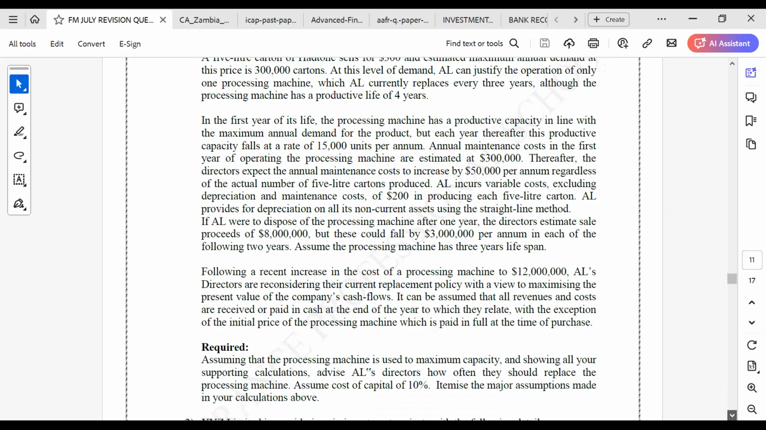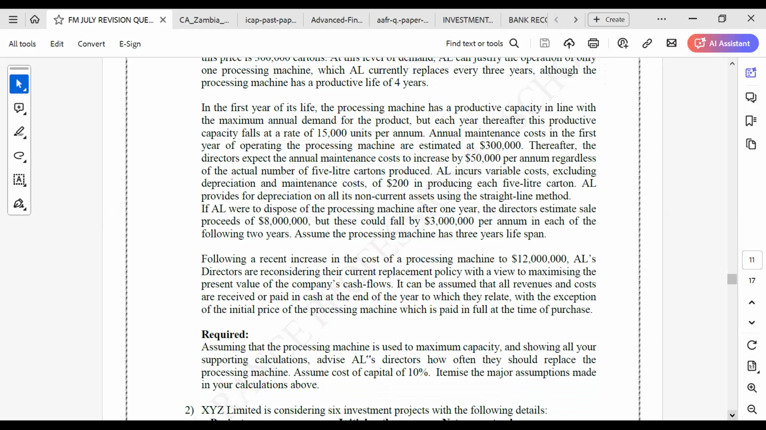Required. Assuming that the processing machine is used to maximum capacity and showing all your supporting calculations, advise AL's directors how often they should replace the processing machine. Assume cost of capital of 10%. Itemize the major assumptions made in your calculations above. All right, thank you, sir.